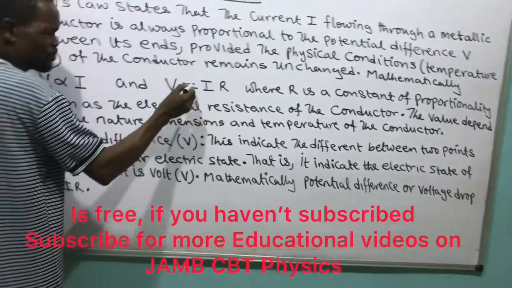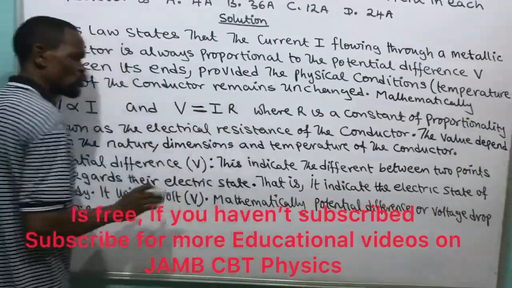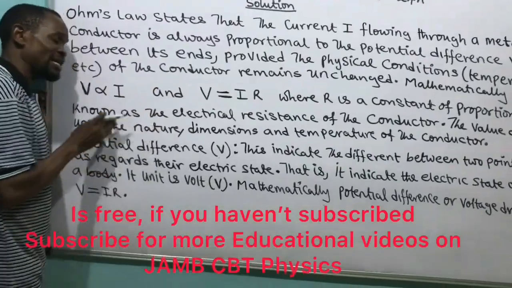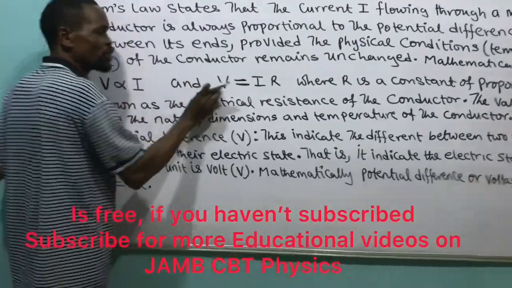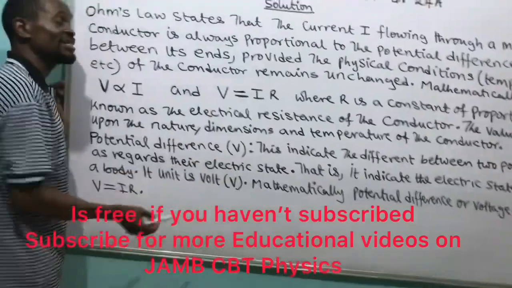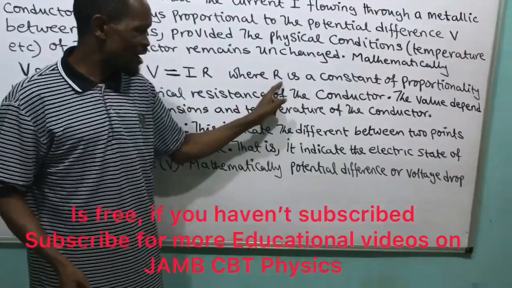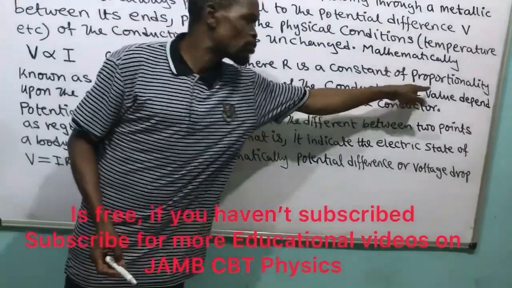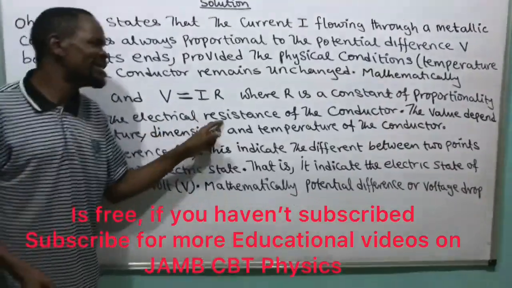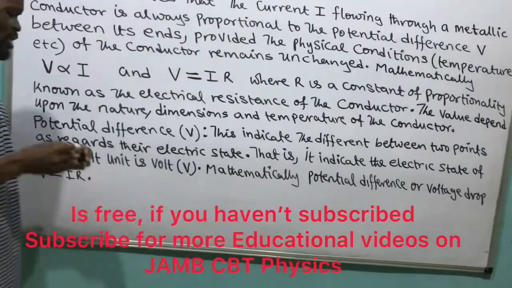This R is the constant of proportionality, which makes us have an equals sign. For us to have a proportion, there must be a constant of proportionality, which we call resistance. R is a constant of proportionality, known as the electrical resistance of the conductor.